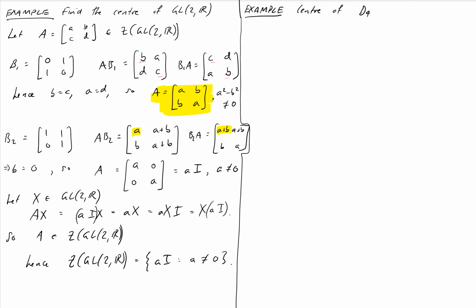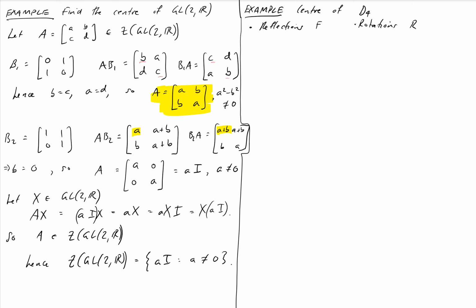Right, so we'll do one more example, and that is to find the center of D4, the dihedral group of order 8. Just remember there are two types of transformations. There are reflections, which we'll call F, and there are rotations, which we'll call R. So the F was our H, V, D, and D prime, and the rotations were our R0, R90, R180, and R270.